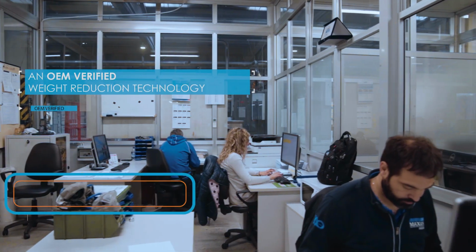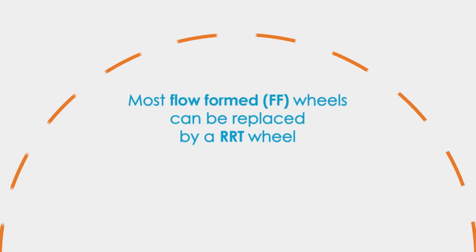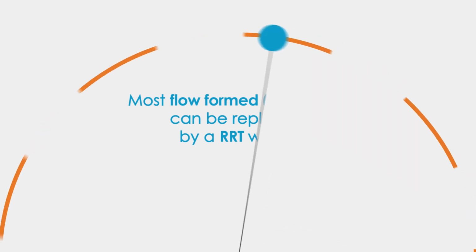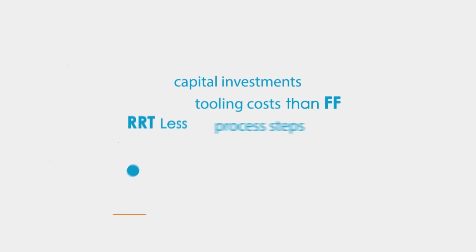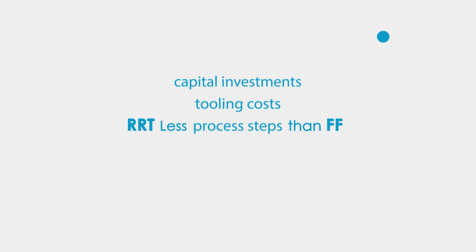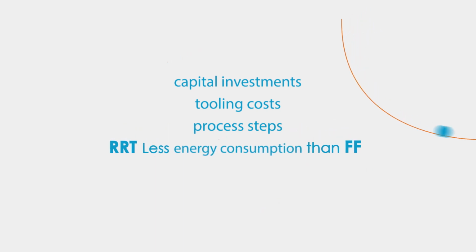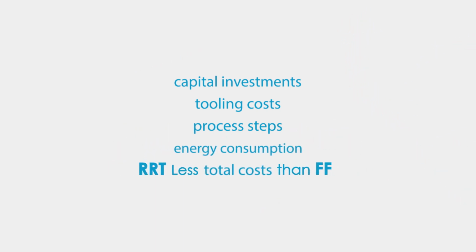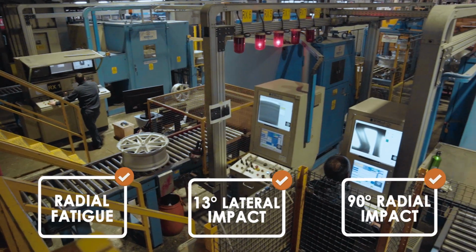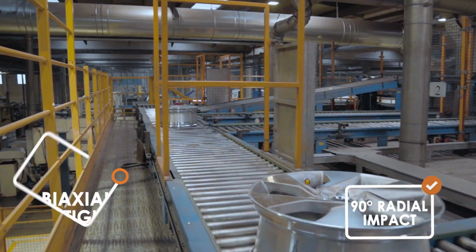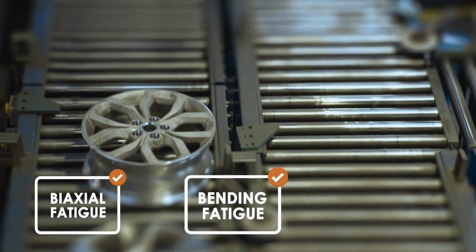RRT is a lower cost approach to weight reduction. The RRT process does not need the additional process steps that are needed for the flow forming wheel. The quality controls used for RRT wheels are exactly the same as the quality controls that are used for normal casted aluminum wheels.